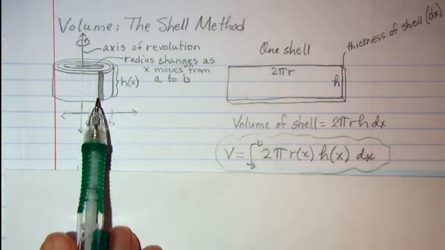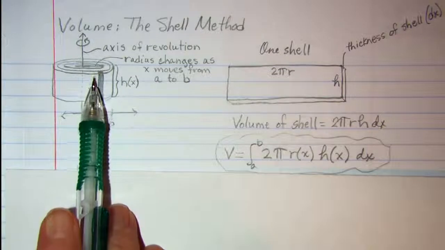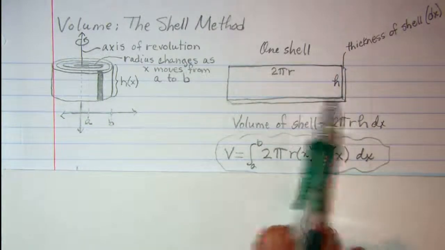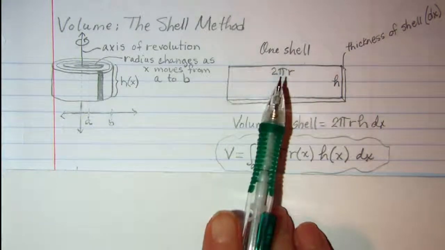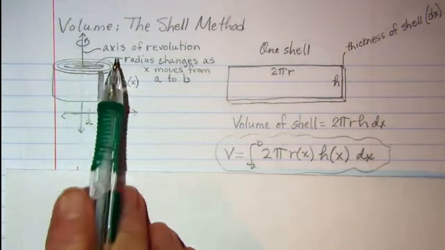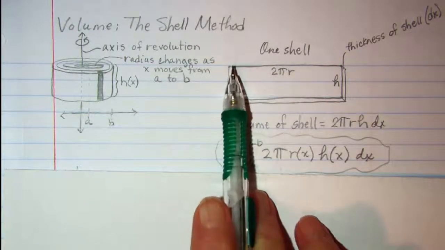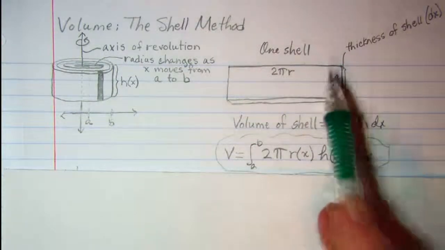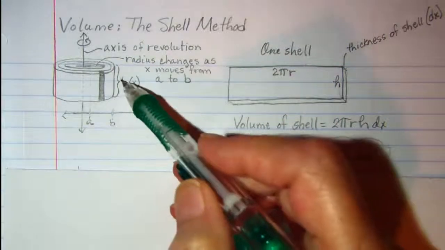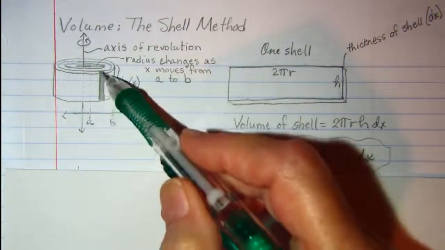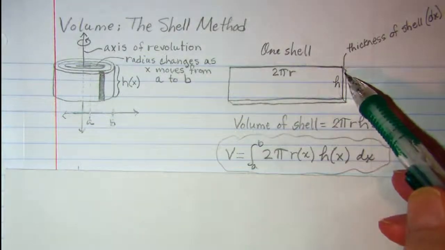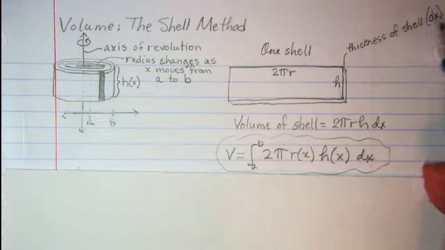Well, if we take this outer shell and we cut it down the side and spread it out, then we have this rectangular prism. And we know that on this rectangular prism, the length here is the same as the circumference here, which is 2 pi r. So this dimension is 2 pi r, and then the width of our rectangular prism is the height of our function, and then the thickness of the shell right here, which is going to be very, very small, that's our dx.